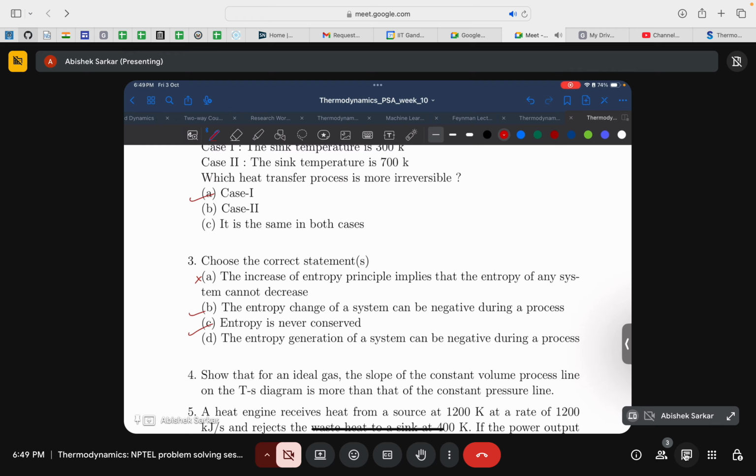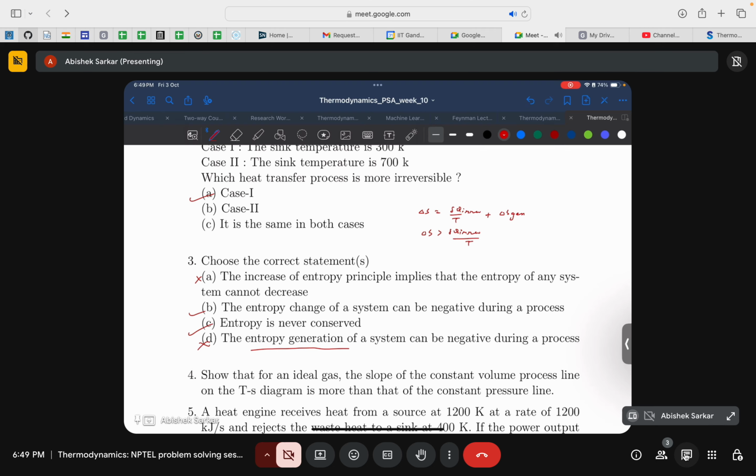Okay, and this one again is not correct. Why? Because it is entropy generation. If you recall from the last part of our previous discussion, this entropy generation term is defined as delta S equals del Q irreversible by T, plus delta S gen. So in general, delta S is always greater than del Q irreversible by T.